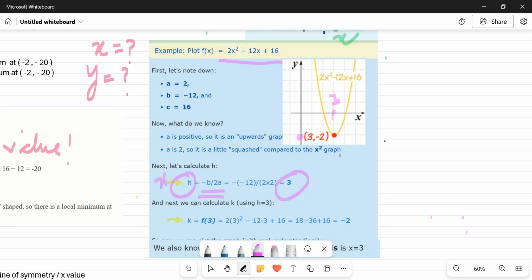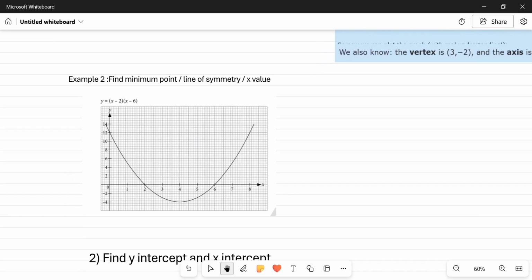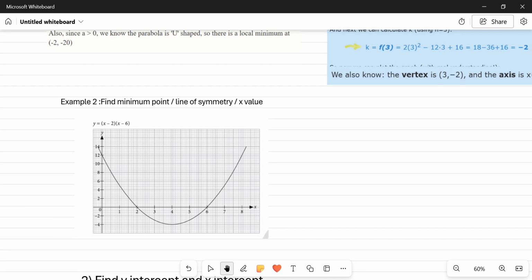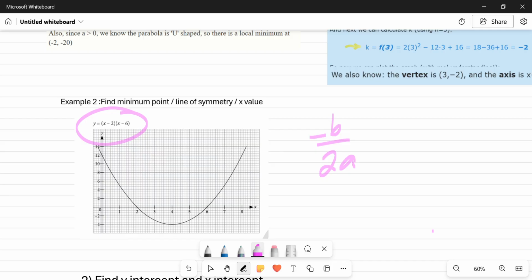Okay, let's see another example: how you're going to find the line of symmetry here. First of all, when the diagram is given, it's easy to figure out that 4 is your line of symmetry, or you can say the midpoint, or the x value. But how are you going to find it? We have the formula minus b over 2a, but this is not yet solved. So how are you going to solve this?